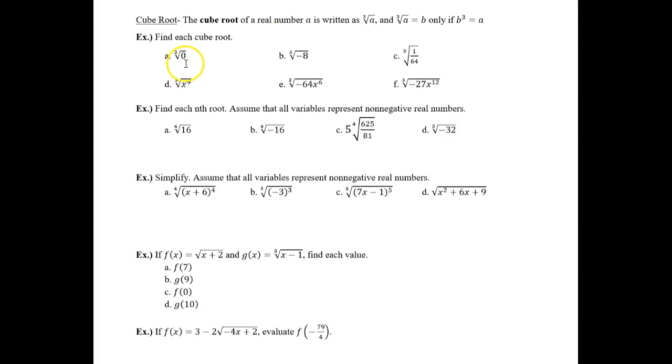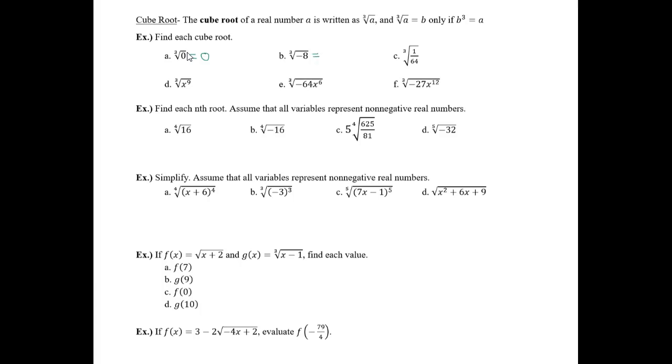Let's try some examples. A. The cube root of 0. What times itself 3 times would give you 0? The only possible value is 0. 0 times 0 times 0 is still 0.